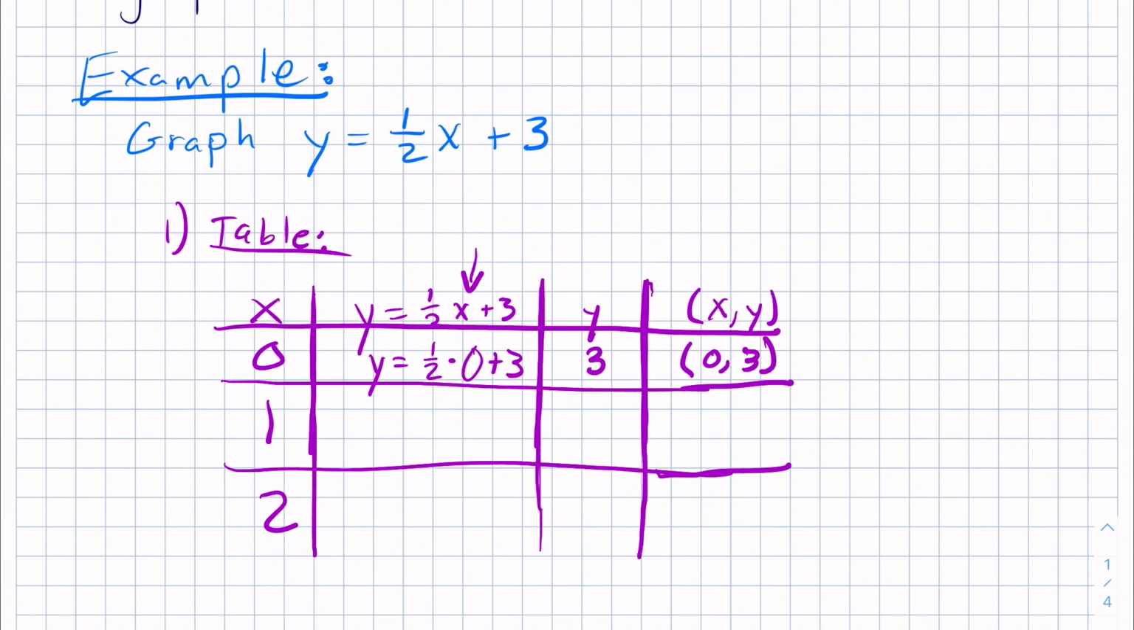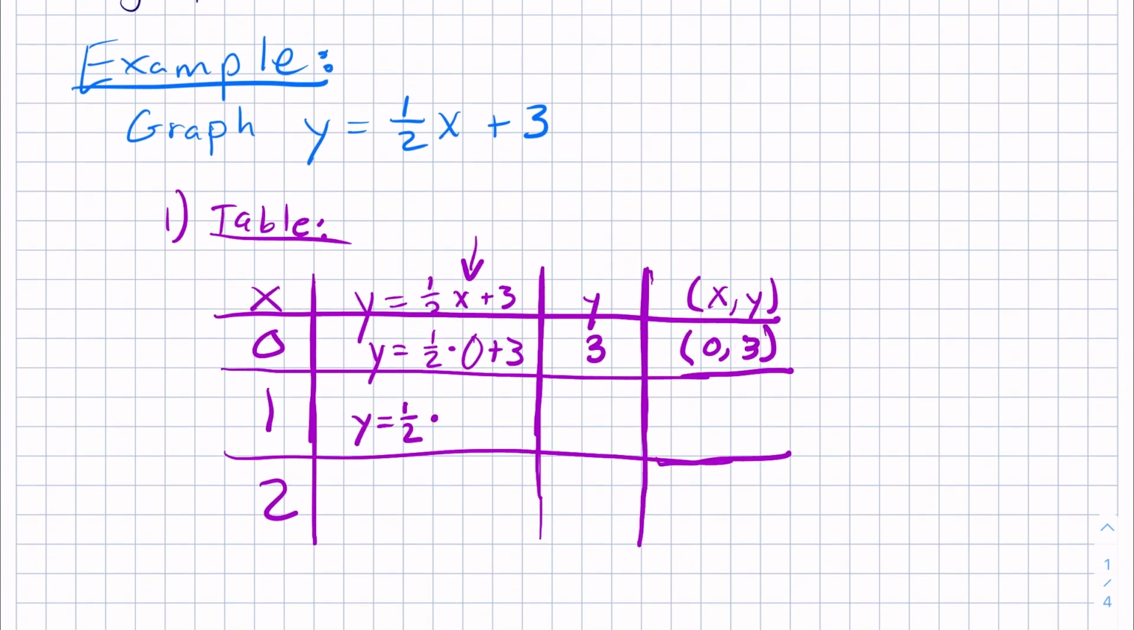Okay, let's try for x equals 1. So when x equals 1, the equation is y equals 1/2 times 1, and then plus 3. So instead of x, I'm plugging in 1. So now I have y equals 1/2 times 1. 1/2 times 1 is just 1/2, plus the 3. So that's going to be 3.5. So my next ordered pair is when x is 1, y is 3.5.